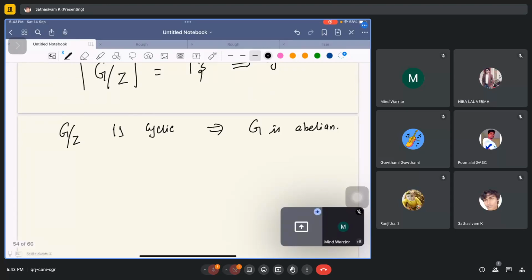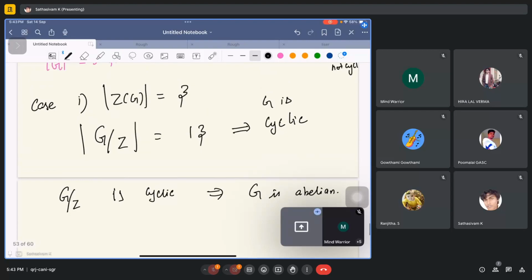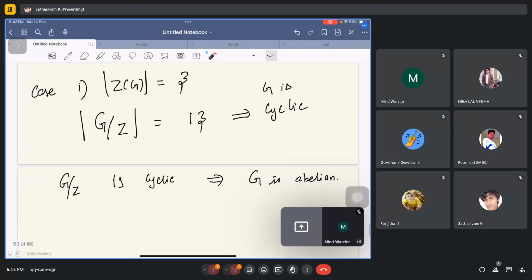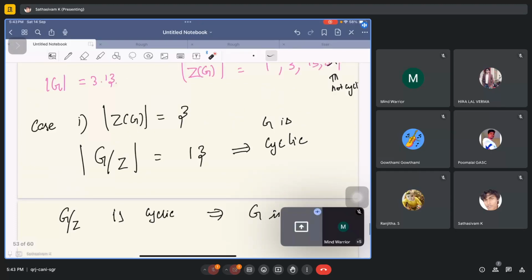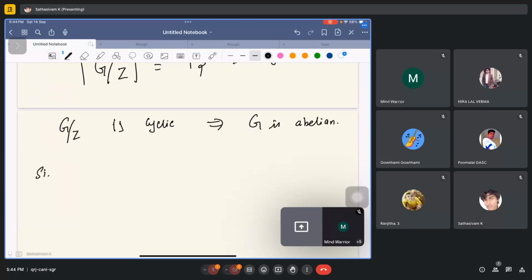So let me write it. So this implies abelian, but our group is not abelian, right? So that means this is not possible. Okay, the center cannot have order 3. Similarly, you can do it, and you can say that the center cannot have order 13 also. So these two orders are not possible.